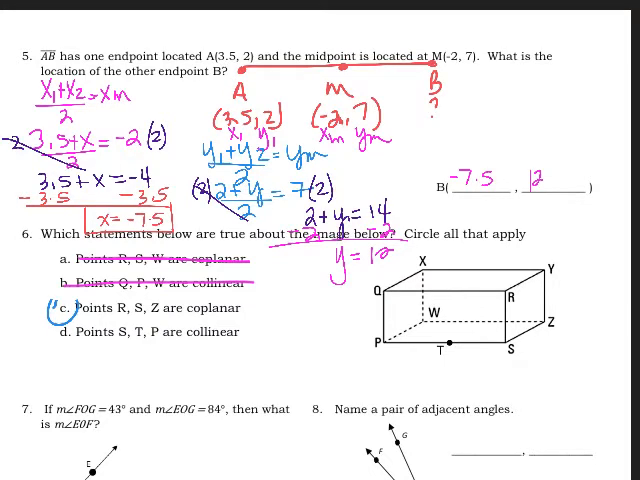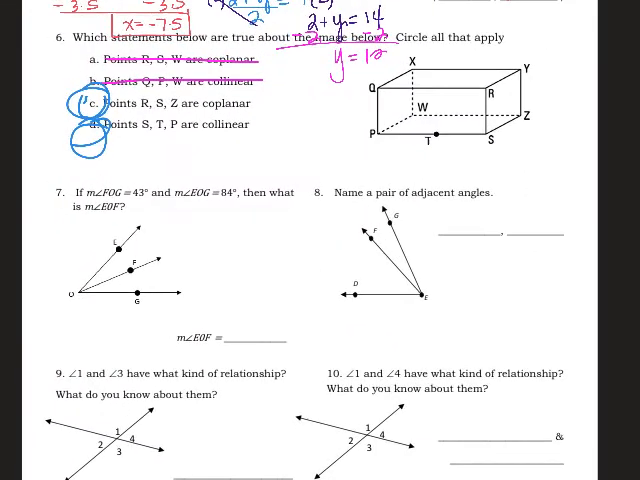Okay, and then the last one, can I say S, T, and P? Can I say these 3 points are collinear? Yes, those are on the same line. Okay, so you'll have a question where you're just interpreting the image. Remember, don't assume anything unless you know for sure.